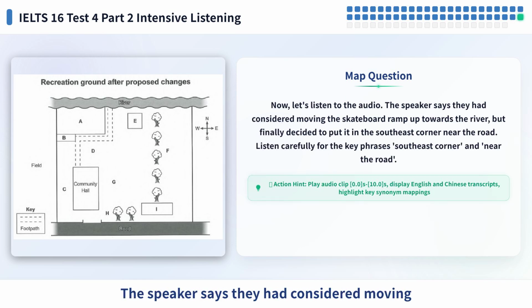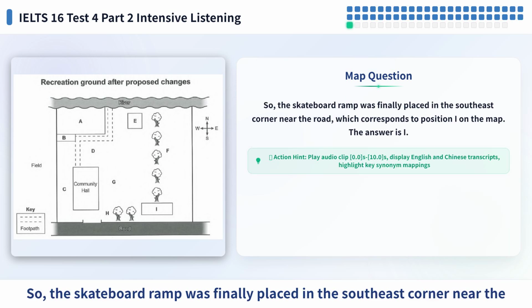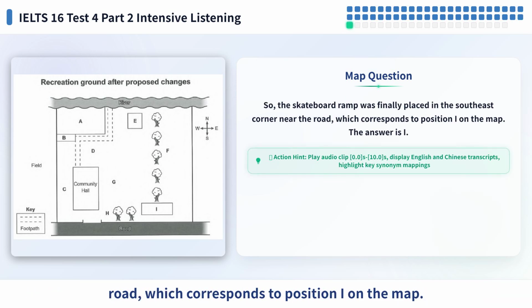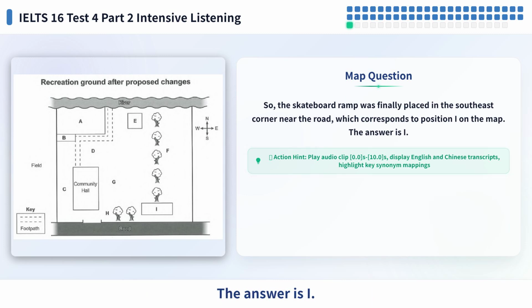The speaker says they had considered moving the skateboard ramp up towards the river, but finally decided to put it in the southeast corner near the road. Listen carefully for the key phrases southeast corner and near the road. So, the skateboard ramp was finally placed in the southeast corner near the road, which corresponds to position I on the map. The answer is I.